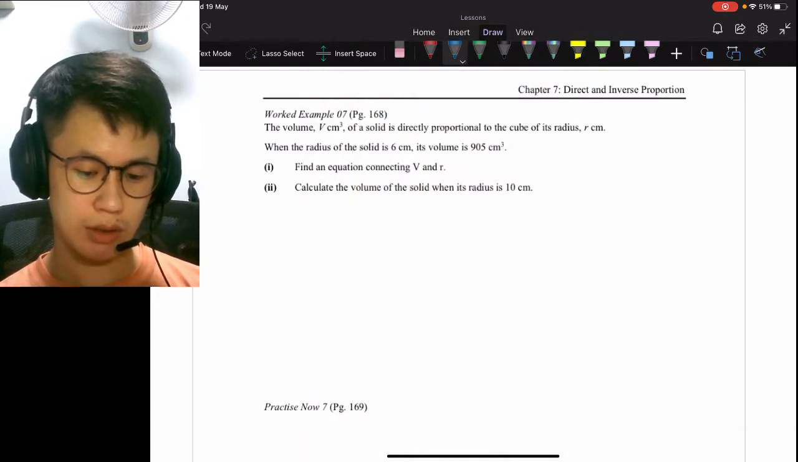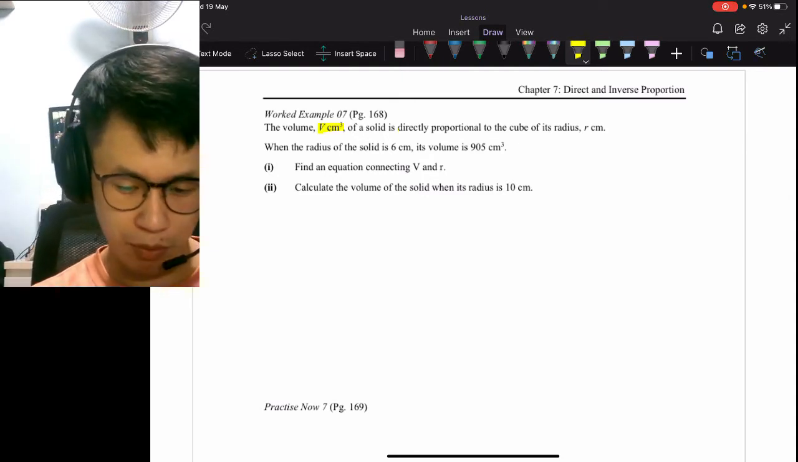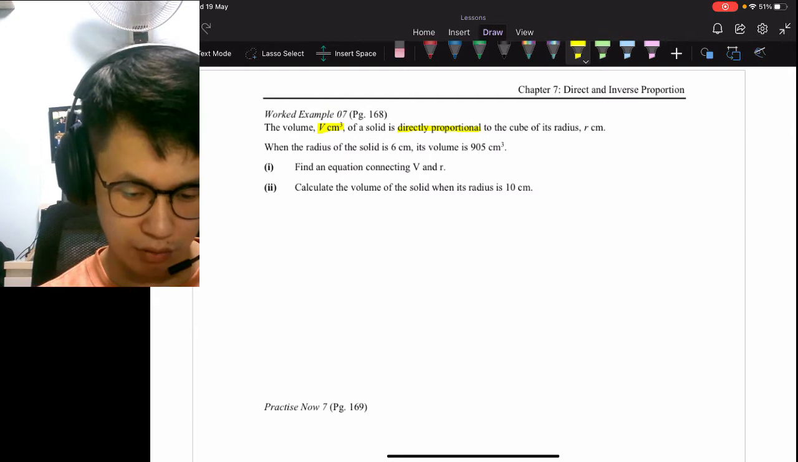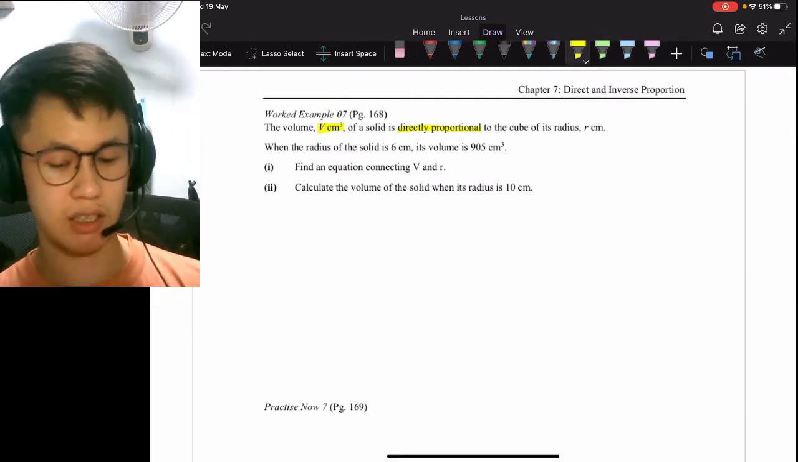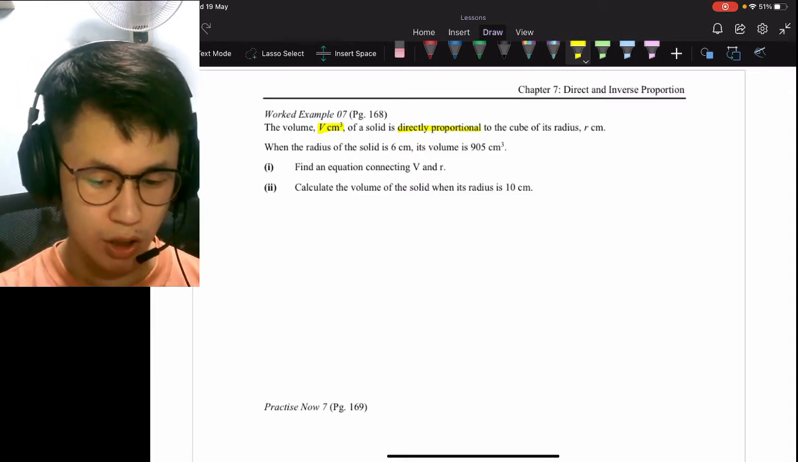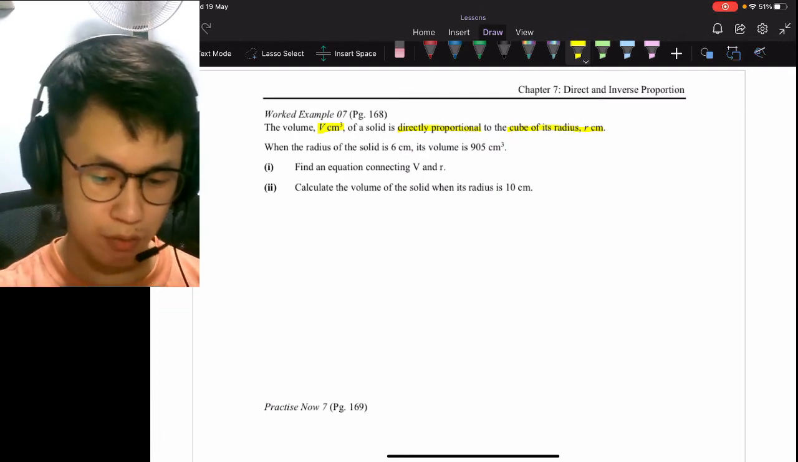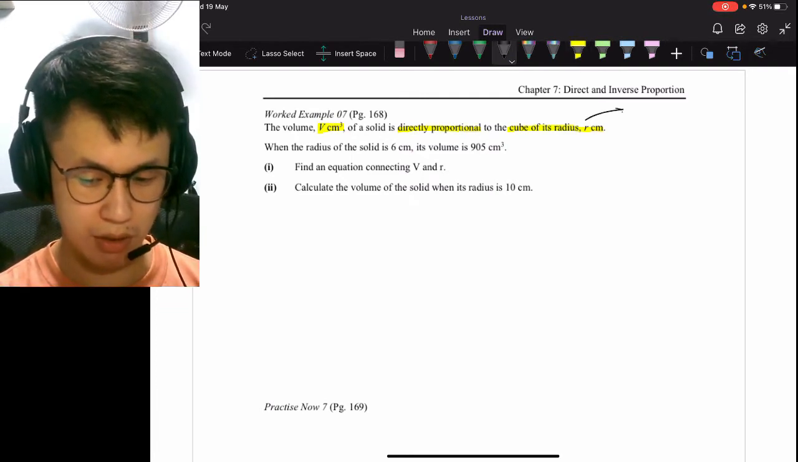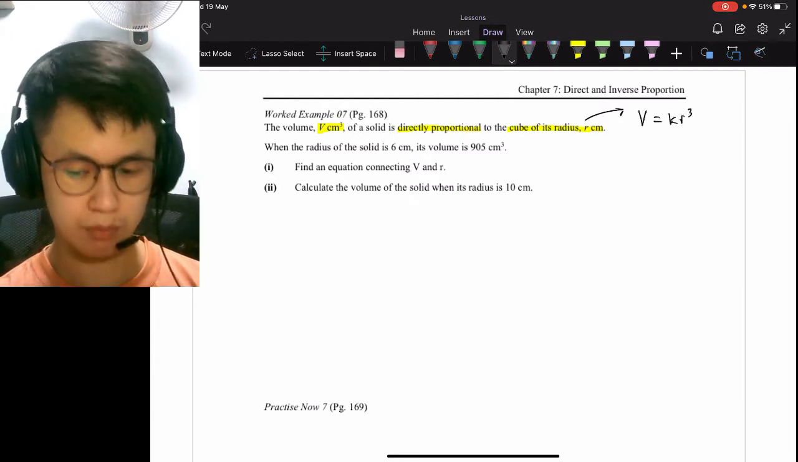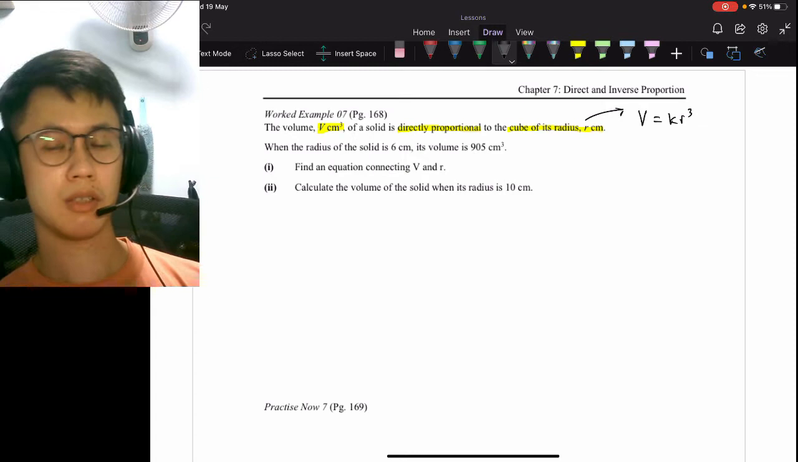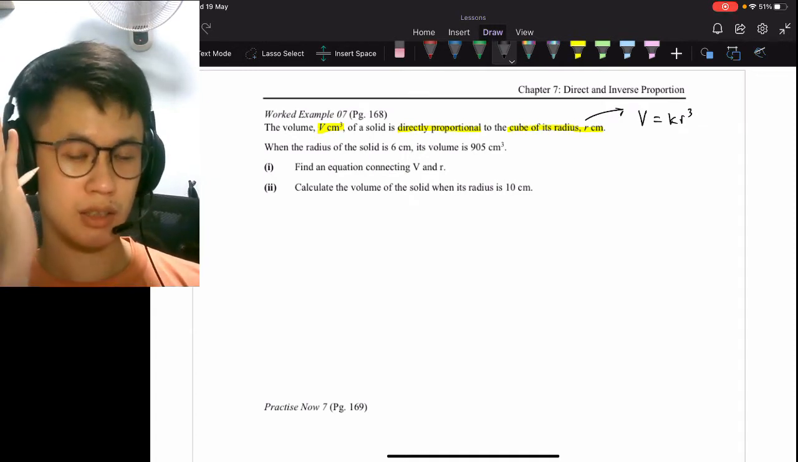Okay, we know that in this question the volume V cm cube of a solid, so the volume of the solid, is directly proportional to the cube of its radius r cm. So from here, the first thing you should do, using a pencil, is immediately write V equals k r cube straight away. When there's a direct proportional question, it's always good to write down the facts.